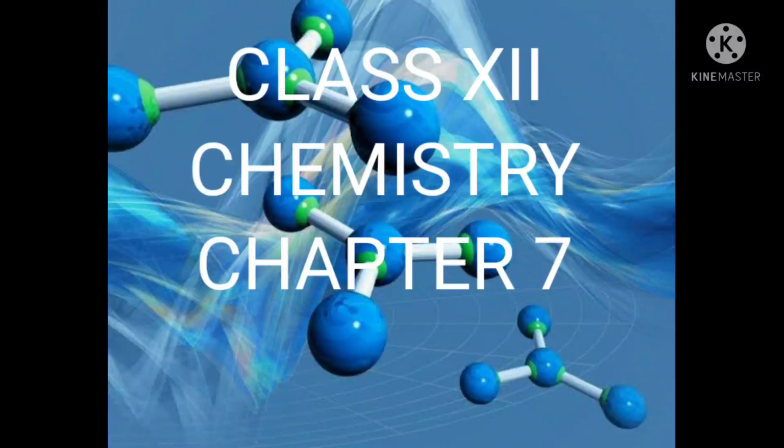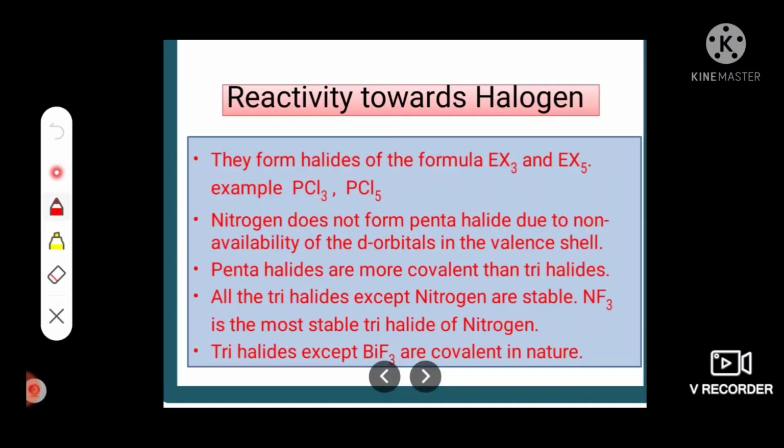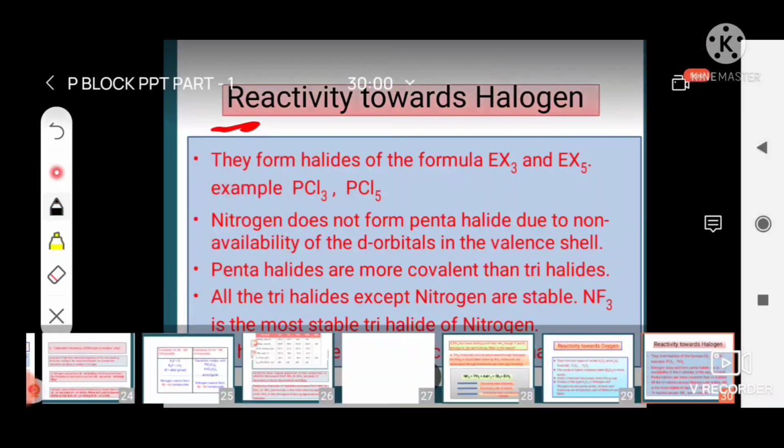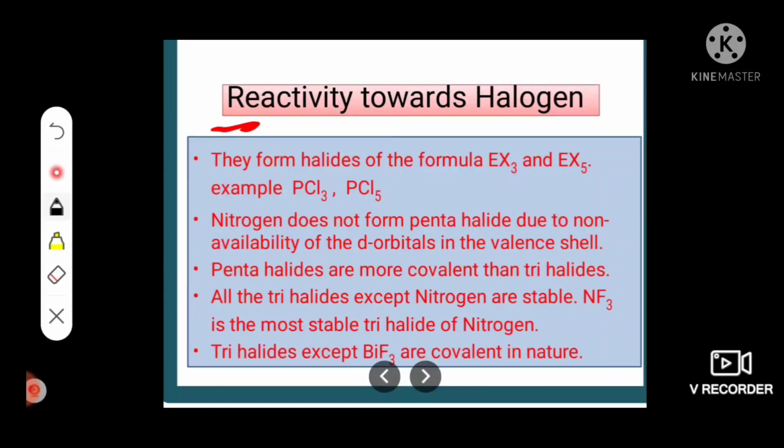In this video we will discuss the reactivity of group 15 elements towards halogens and the preparation of dinitrogen. Reactivity towards halides or halogens: elements of group 15 form two series of halides of type EH3 and EH5.